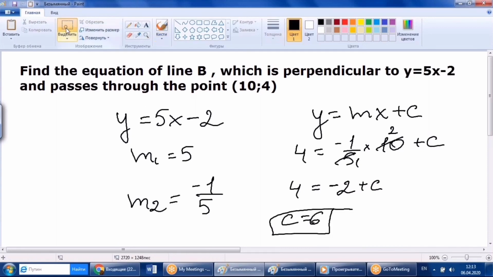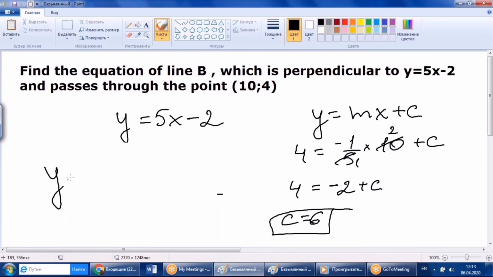So our equation of line B is y equals negative 1 over 5x plus 6.